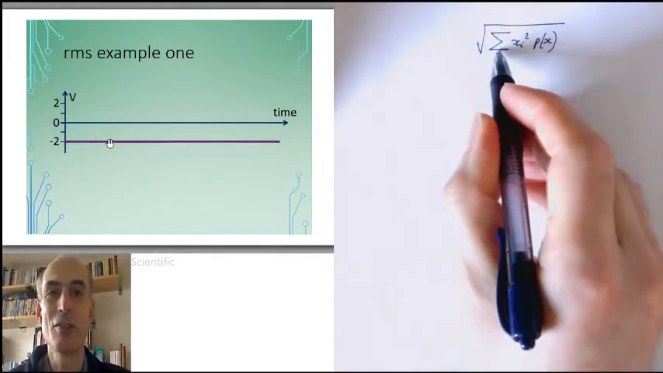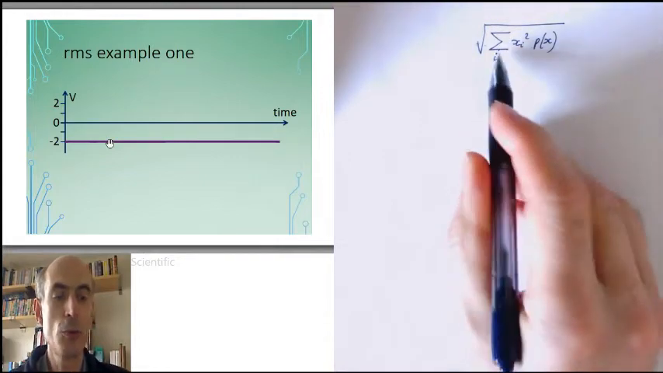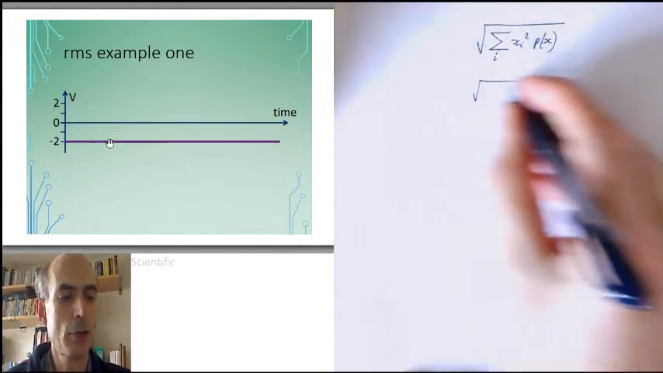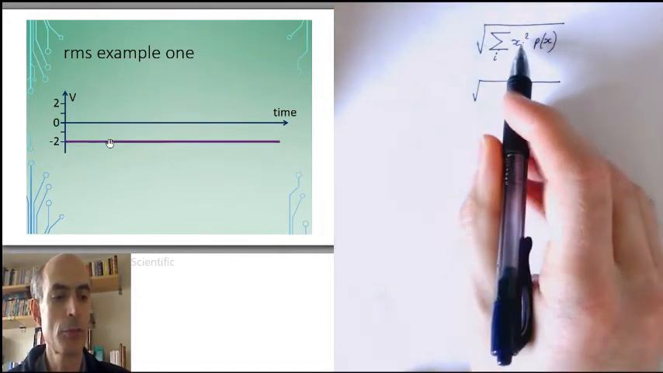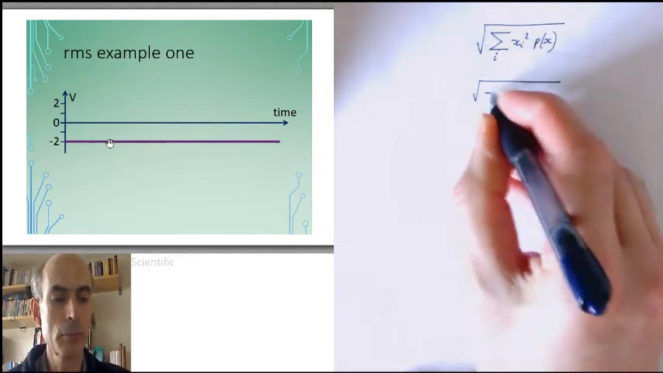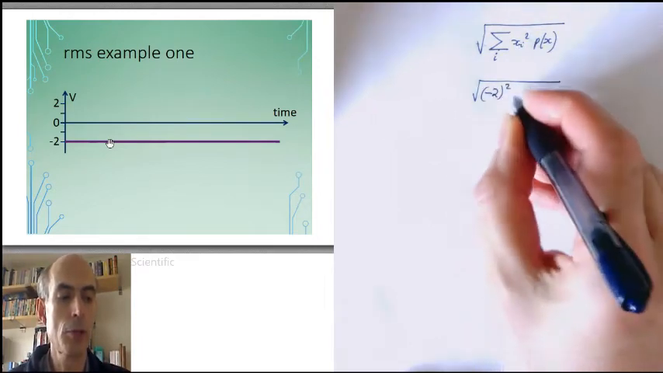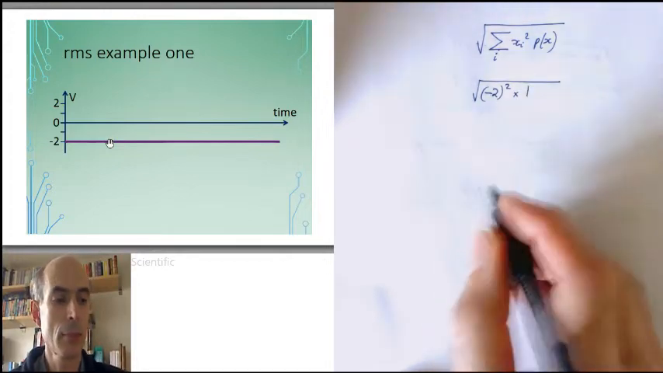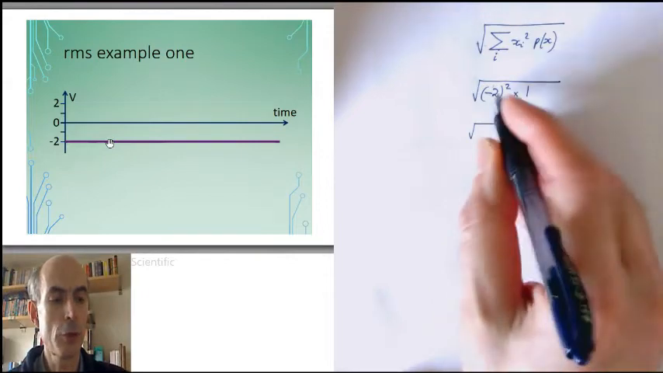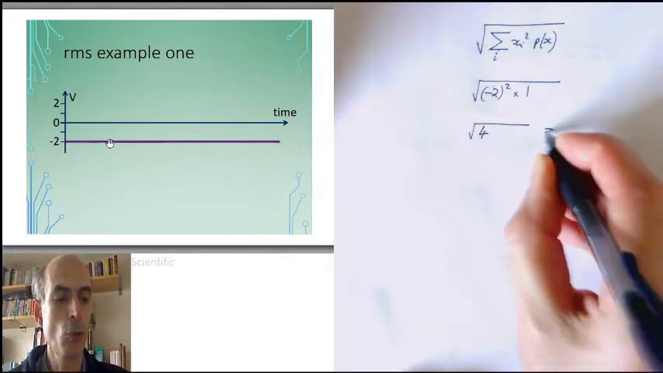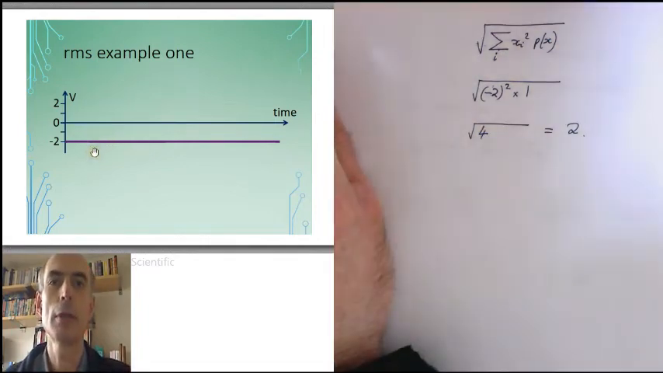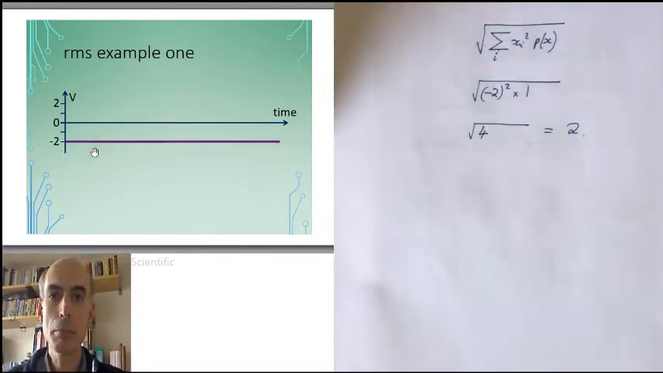So this summation is actually quite easy to do. We're just summing over one thing. So this is the sum over just one term, which is -2 squared times 1. Well, -2 squared is 4, so this would just be the square root of 4 or 2. So the RMS average of this waveform is 2, plus 2.